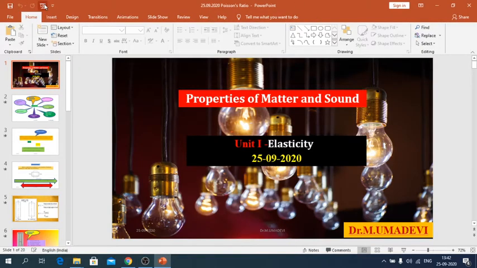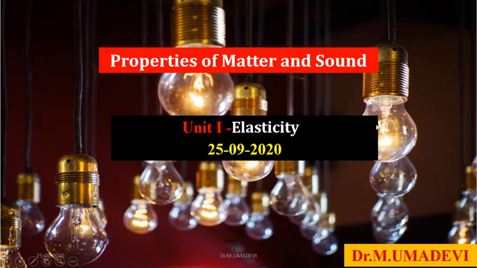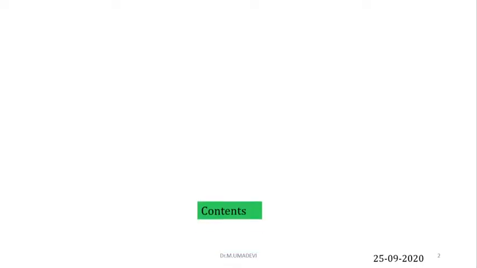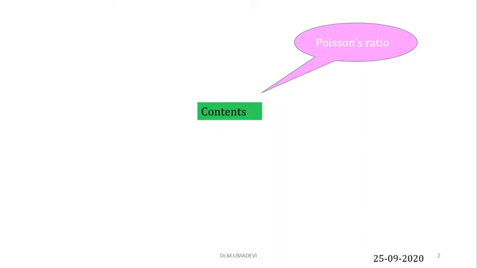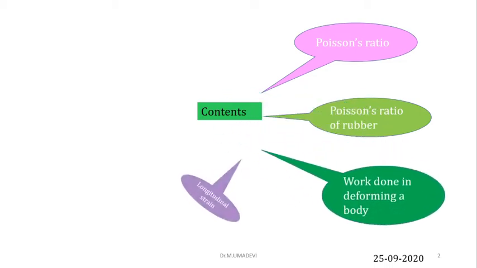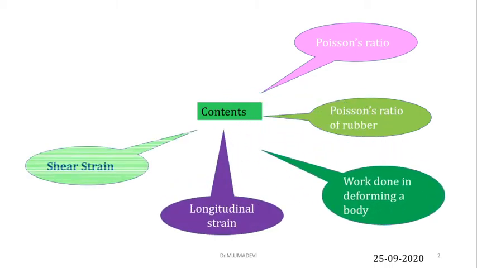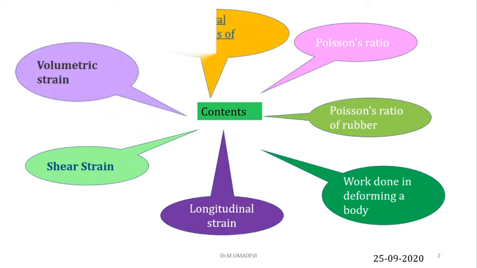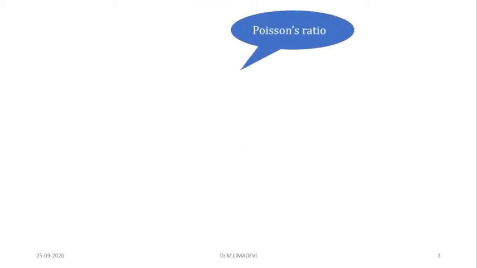Hello students, in today's class we'll see about the elasticity unit, and we'll discuss Poisson's ratio of rubber, work done in a deforming body, longitudinal strain, shear strain, volumetric strain and the mechanical properties of solids. We'll see one by one.